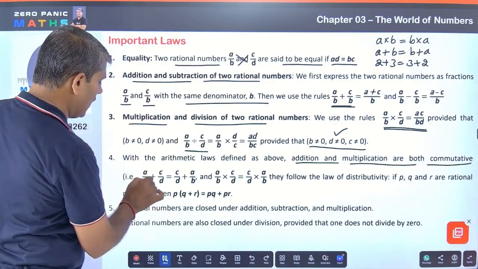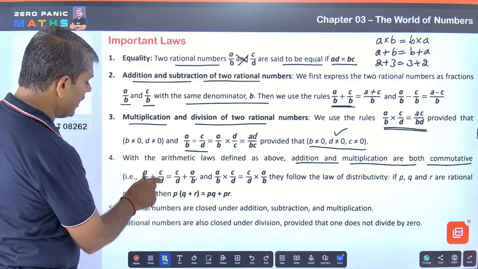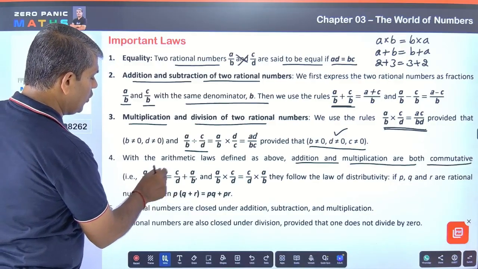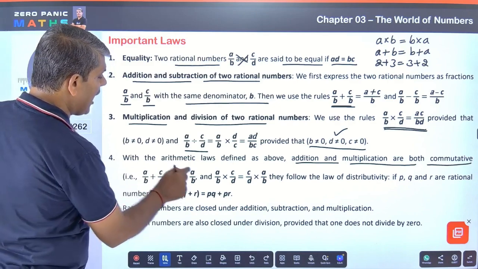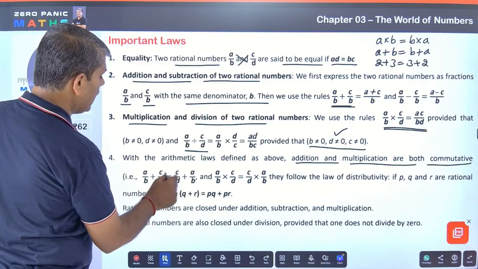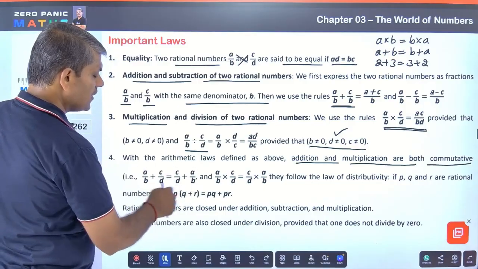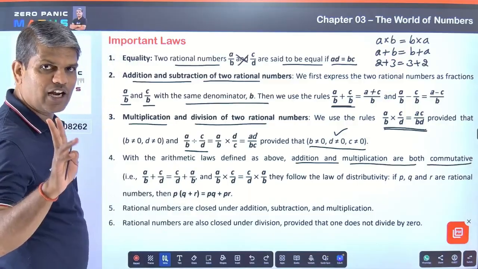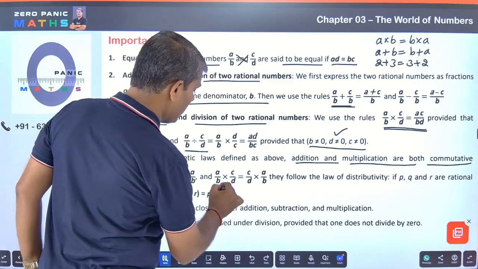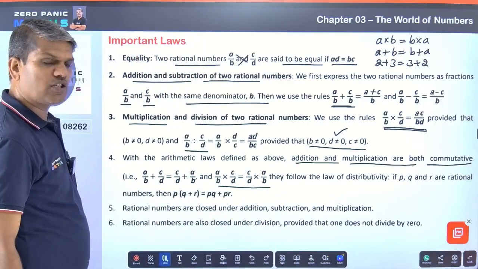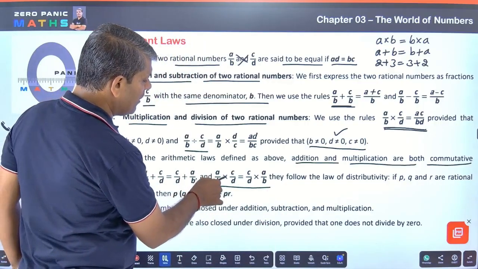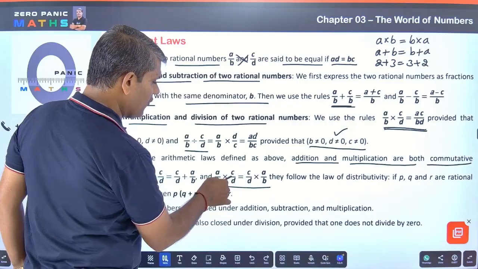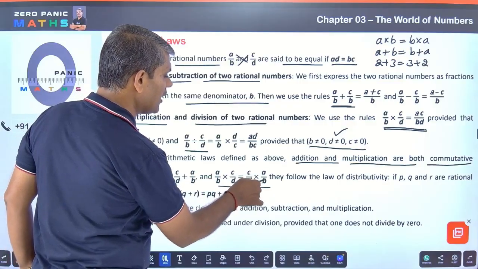a by b plus c by d: you are adding two fractions, a by b and c by d. But if you keep c by d first and then add a by b to it, the result will not be different, it will be the same. That is what they are trying to say here. Understood, right? Similarly, it applies to multiplication also: a by b multiplied by c by d is exactly equal to c by d multiplied by a by b.